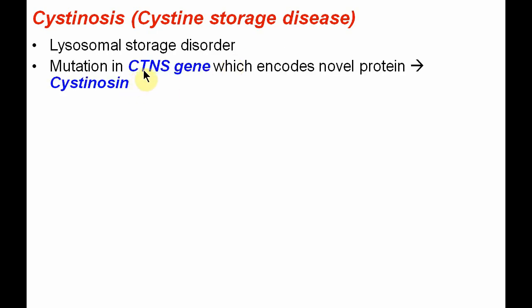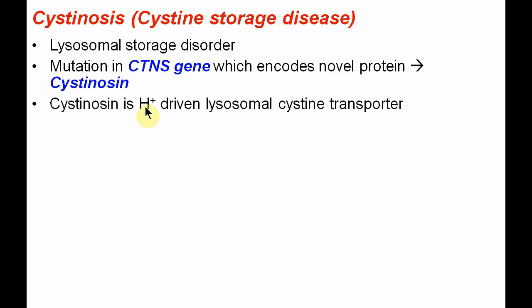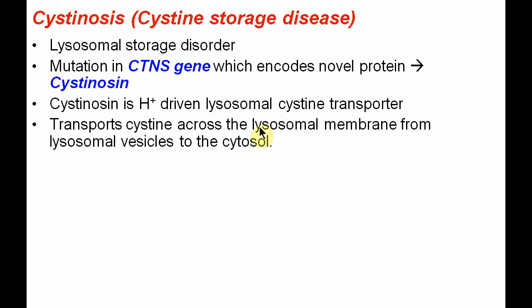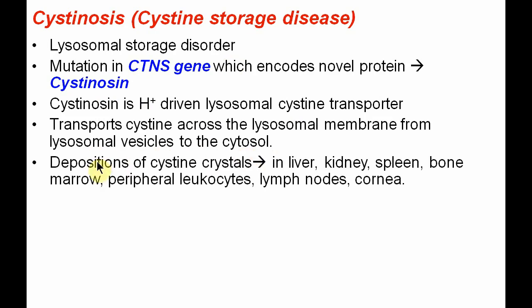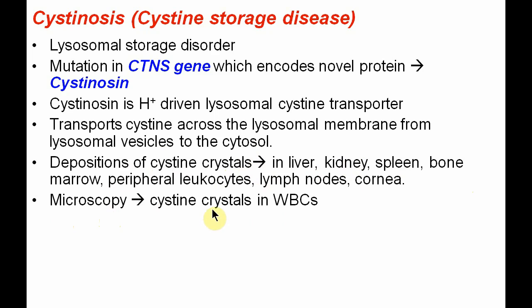Next disorder is the cystinosis, that is cystine storage disease. It is the lysosomal storage disorder. Mutation in the CTNS gene which encodes the novel protein called cystinosin. It functions as a hydrogen ion driven lysosomal cystine transporter which transports the cystine across the lysosomal membrane from lysosomal vesicles to the cytosol. So here there is deposition of the cystine crystals in the reticuloendothelial system organs like liver, kidney, spleen, bone marrow, peripheral leukocytes, lymph nodes and cornea. So if we look into the microscopy, there are cystine crystals seen in the white blood cells, that is leukocytes.